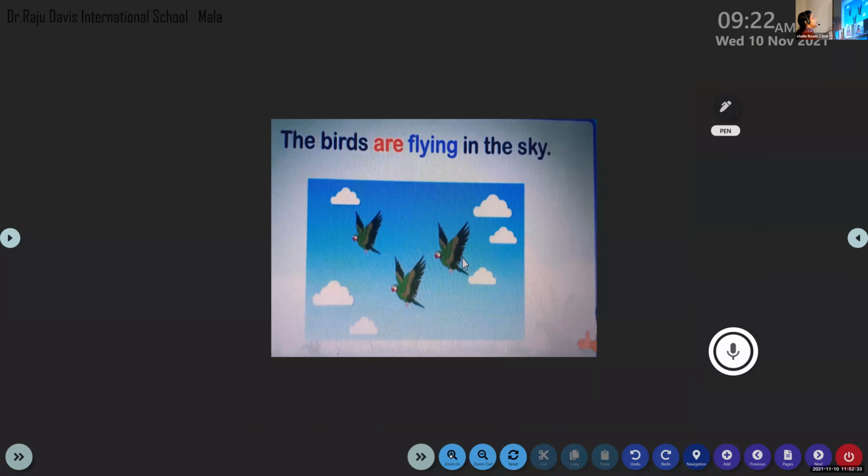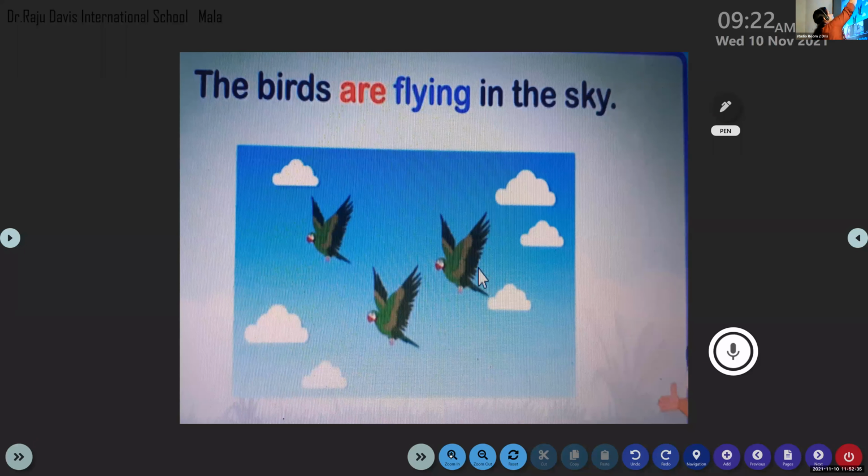All of you look at the slide. What are the birds doing here? What are the birds doing? Flying. Yes, the birds are flying. When we add ing to the verb, we know that the action is going on now. So ing is being added to the verb.